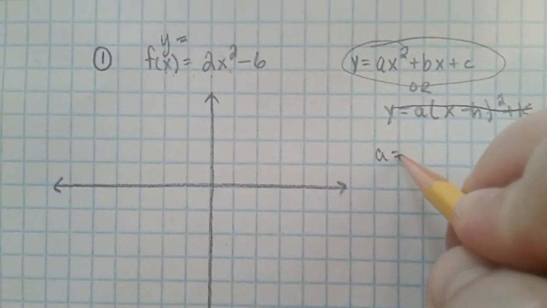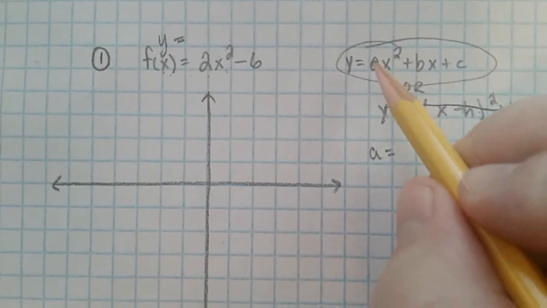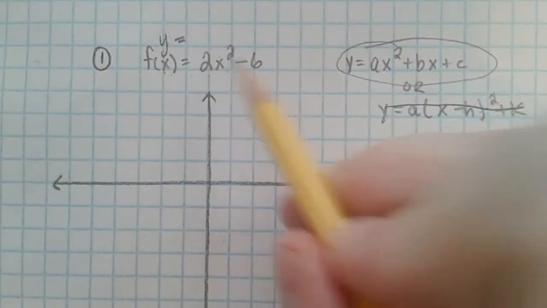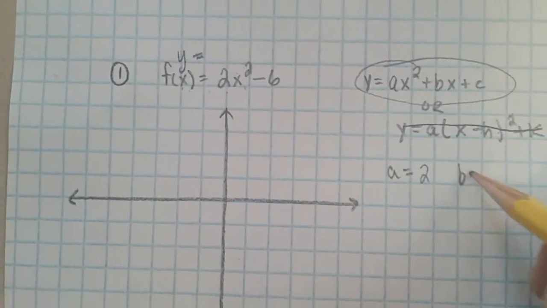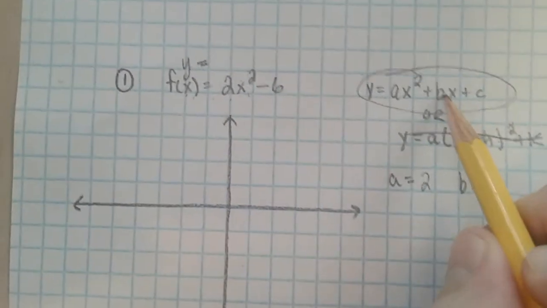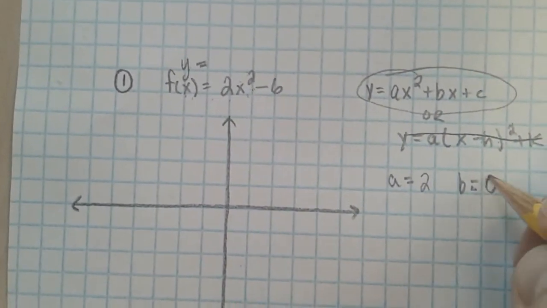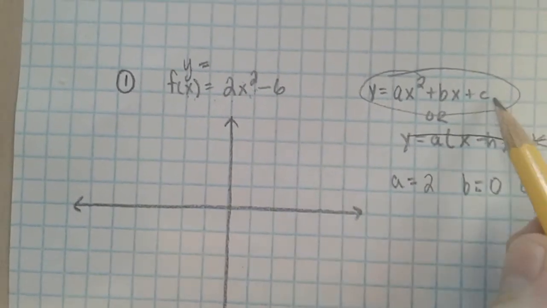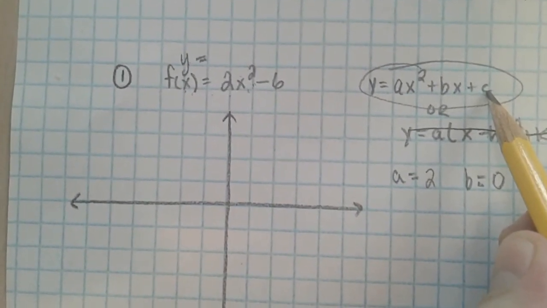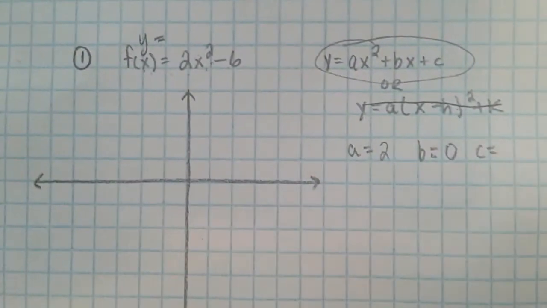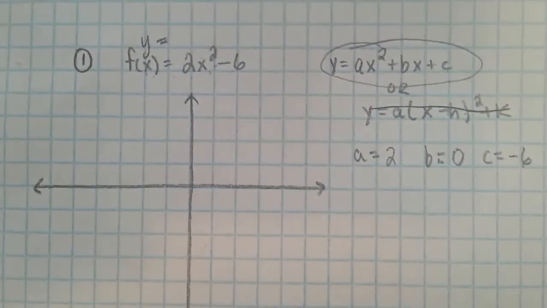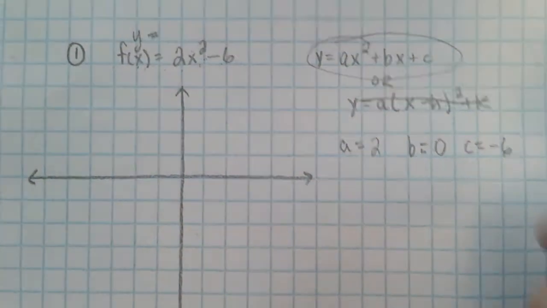So I need to start by identifying the a, the b, and the c. A is always in front of the x squared, so that would be a 2. B, be careful with this. B is always in front of the x. I don't see an x term, so b is 0. C is always not attached to any variable at all, so that's our negative 6. So be careful, because I know a lot of students would confuse the b and the c here.